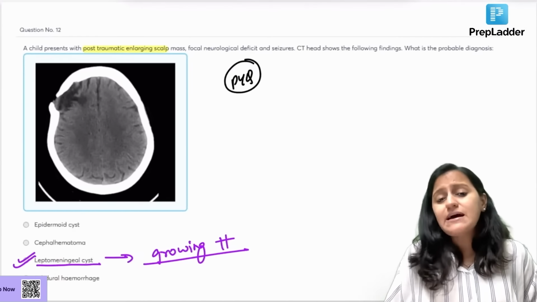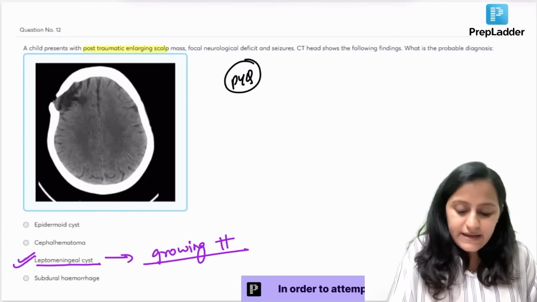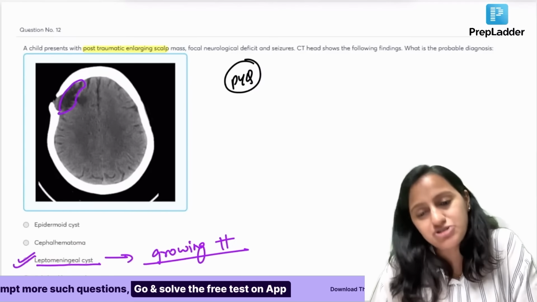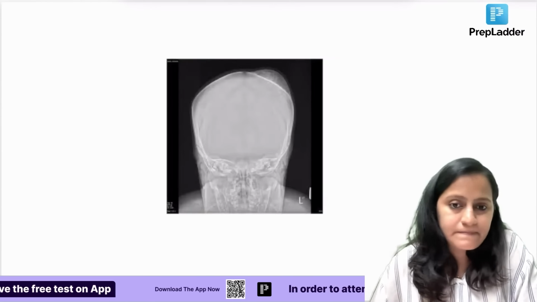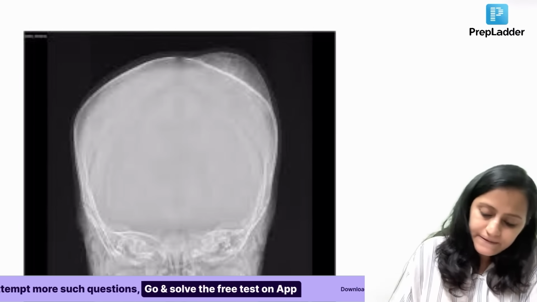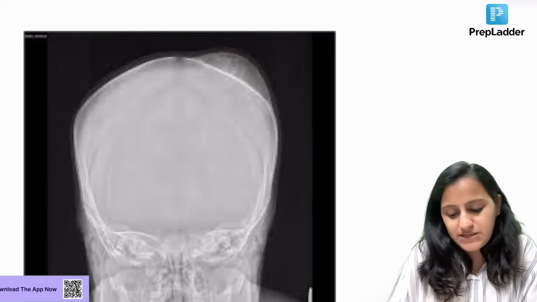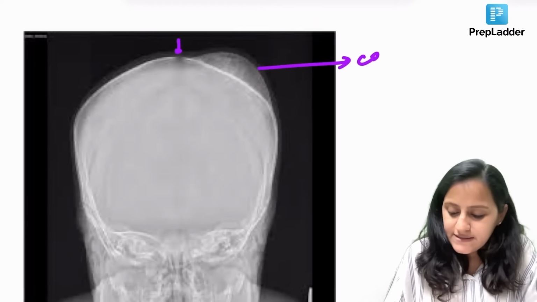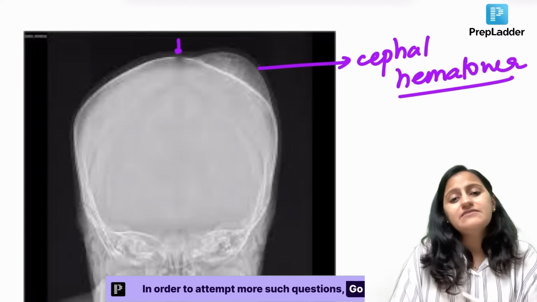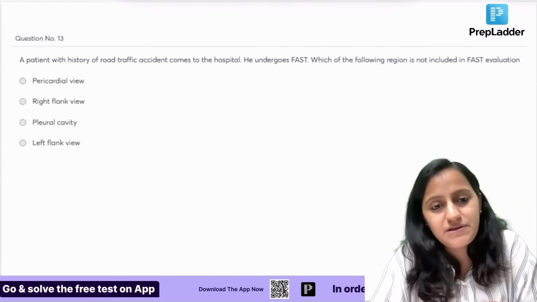Why not subdural hemorrhage? It will not cause an enlarging scalp mass, first of all, right? And you are not seeing that classical crescent-shaped hemorrhage there. Okay. What is the diagnosis in this case? One of the options in the previous question. This one where you see the subperiosteal hemorrhage with calcification not crossing the midline. This is going to be cephalhematoma. Which is on one side itself, it does not cross the midline. That is cephalhematoma. Cephalhematoma has been asked in the exam previously.